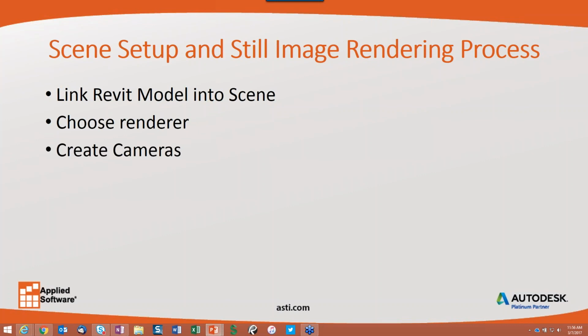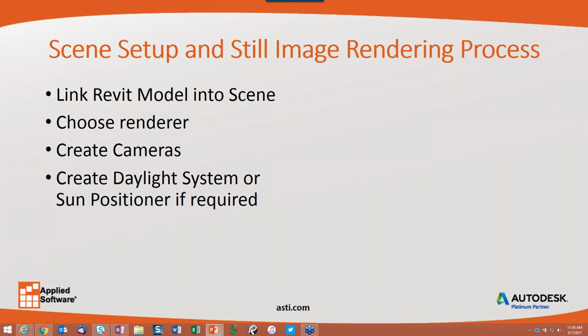I usually create at least one camera early in the process, although that can wait until later if desired. If I'm not using any special lens or depth of field effects, I use physical cameras for more flexibility with my exposure settings. If you're using exterior lighting, create your sunlight system or daylight system, again depending on which renderer you have chosen to use. Create any necessary artificial lighting, if any is needed, in addition to what is included with the Revit model.